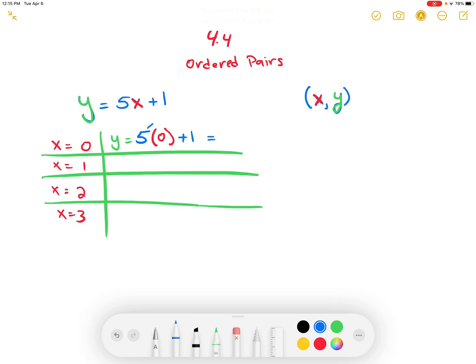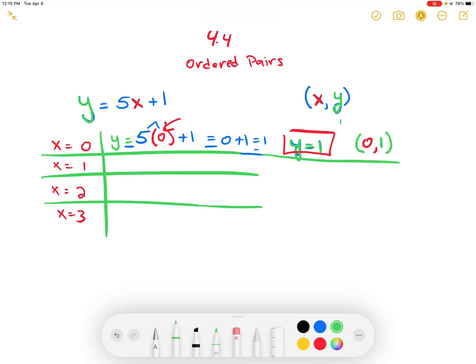So that's going to be 5 times 0, which is 0, plus 1, which is 1. So you can see that if you follow the equals all the way through, y is going to equal 1. Okay, so that's our first one. And the ordered pair for that will be whatever the x value was that I plugged in, which in this case was the 0, and then whatever the y value was, or the result, which is the answer, which is 1. So the ordered pair for this equation is 0, 1.